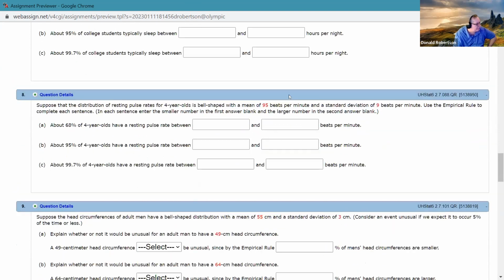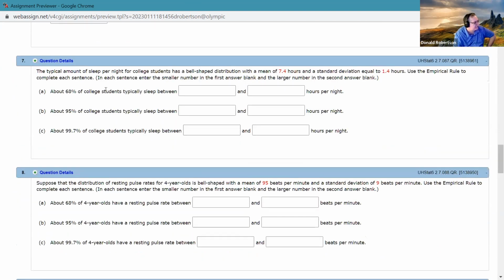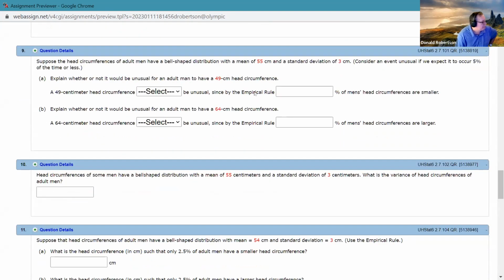And they have all sorts of different stories based on this. This one here is about the number of hours that I believe students sleep on average, which is 7.4, and a standard deviation of 1.4, and then you can figure out what number of hours sleep in each of those three categories. So that would be 7.4, add and subtract 1 standard deviation, add and subtract 2, add and subtract 3. In fact, that add and subtract thing pretty much follows all of these questions.